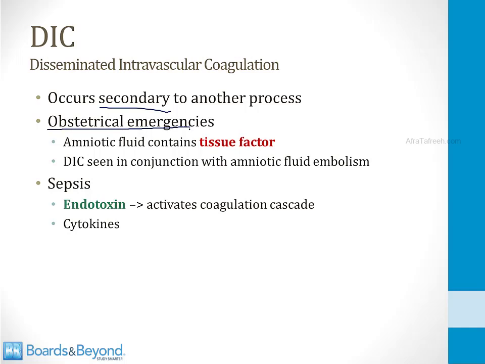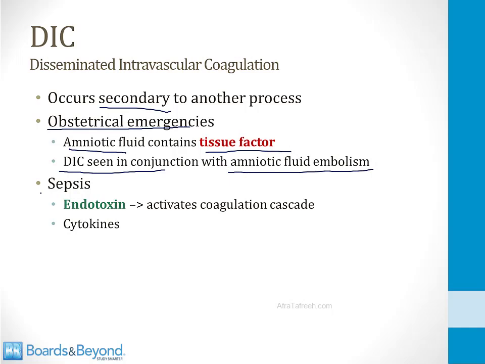DIC is a feared complication of problems related to childbirth. So, for example, women who have abruption of the placenta can develop DIC. Also, women who have major hemorrhage after delivering a baby can sometimes develop DIC. One of the reasons for this is that amniotic fluid contains tissue factor, which can activate the coagulation cascade, and for this reason, DIC is often seen in conjunction with a rare complication of pregnancy, which is amniotic fluid embolism.